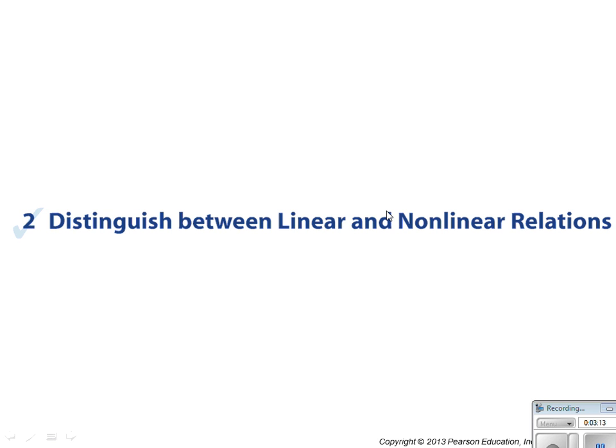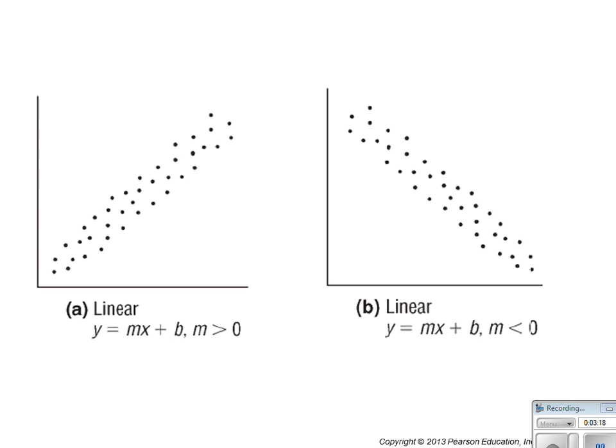We are going to distinguish between linear and nonlinear relations. A linear relation will generally, as your x value increases, so as your independent variable increases, your dependent variable or your y value will also increase. Or vice versa, as your x value increases, the y value will decrease. So this is where our slope is greater than 0. This is where our slope is less than 0.